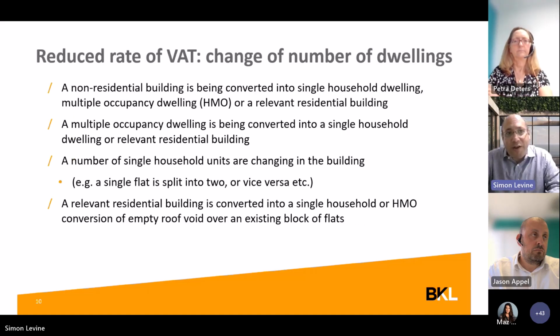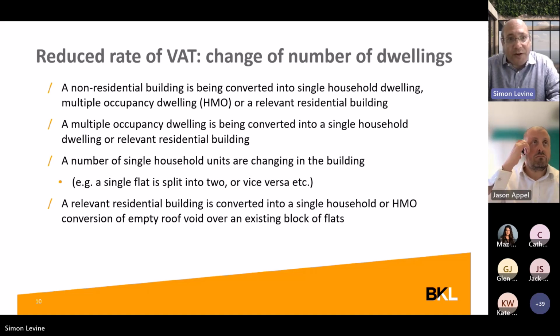Now, when you're talking about a change of number of dwellings, what are we talking about? What examples are we talking about? A non-residential building is being converted into a single household dwelling, HMO or relevant residential. A multiple occupancy dwelling is converted into a single household dwelling or relevant residential. A number of single household units are changing in the building, and I mentioned that in my example earlier. A relevant residential building is converted into a single household, HMO or block of flats. One project I worked on recently was a care home converted into 25 self-contained flats, and we managed to get that through at the reduced rate.